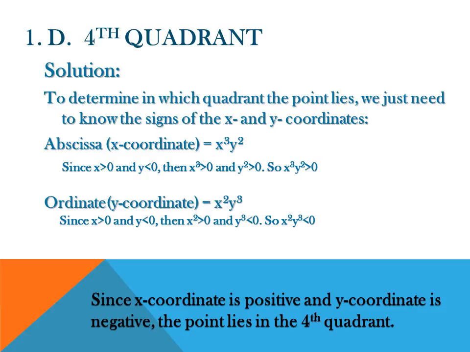As for the ordinate, or y-coordinate, since x is greater than 0 and y is less than 0, it follows that x squared is greater than 0 and y cubed is less than 0. So we will have x squared y cubed is less than 0. Since the x-coordinate is positive and the y-coordinate is negative, the point lies in the fourth quadrant.